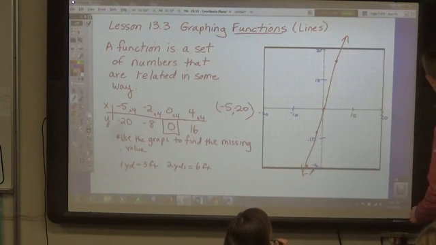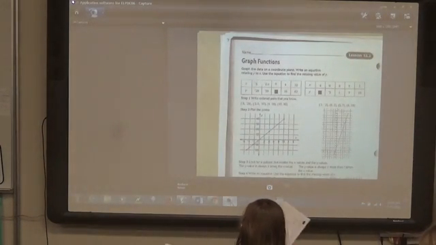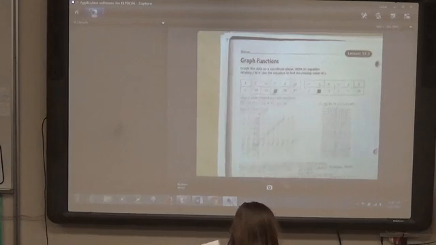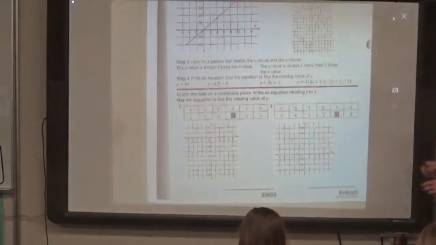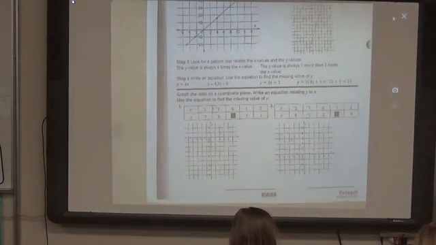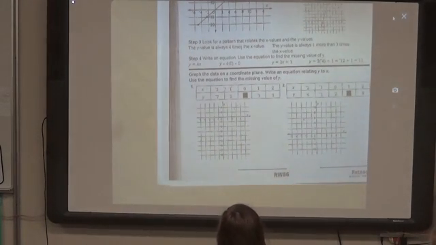Let's take a look at your assignment and the lesson in your packet. Look at these examples. Number 1. It says, graph the data on a coordinate plane and write an equation relating y and x. Use the equation to find the missing value of y. So, let's start by writing and putting those points on the graph.